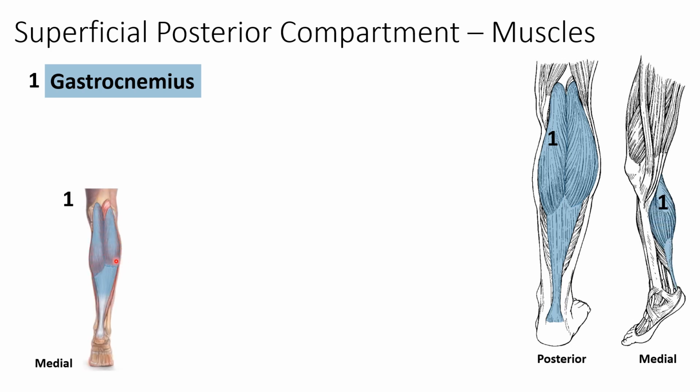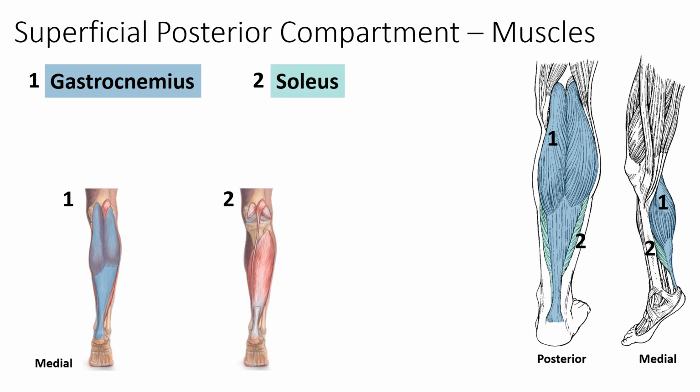This muscle has a medial and a lateral head, and it has a tendinous attachment that inserts on the calcaneal bone, or the heel bone of our foot. This tendon can be called the Achilles tendon or the calcaneal tendon. And there is another muscle that also attaches on this tendon, and that is the soleus muscle.